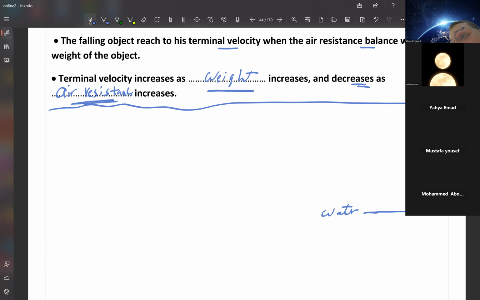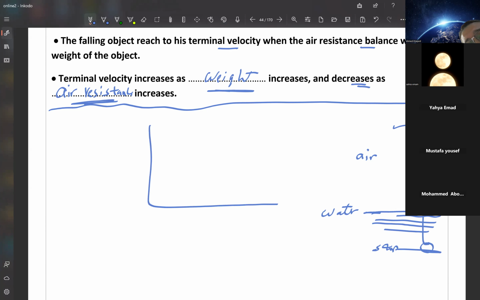If we have a ball that is falling in air and hits the water surface, then after hitting the water surface it reaches a certain depth and stops. Maybe it will float again. So we need to draw the graph for the ball falling and reaching terminal velocity before hitting the surface of water. To draw this graph, it will act like a skydiver.